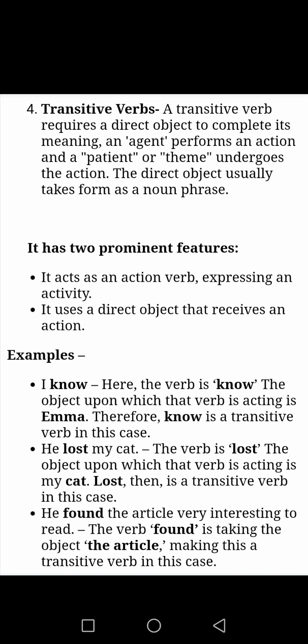Examples: I know her. The verb is known. The object upon which the verb is acting is her. Therefore, known is a transitive verb in this case.